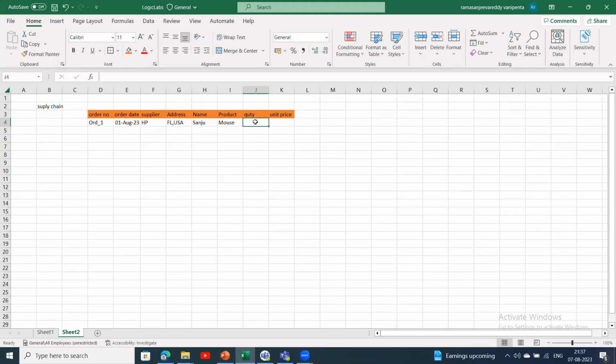And quantity: I have ordered 10 quantity, and each quantity price is 200. This is the main thing I have ordered. In mouse also, I'm saying MO_P_1 is one product quantity. Even in mouses you have different qualities. P_1 is one quality. I have ordered 10 quantity.